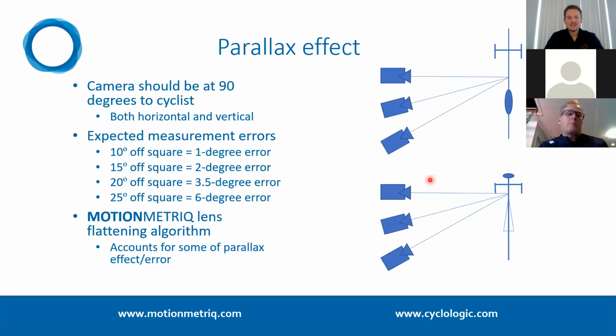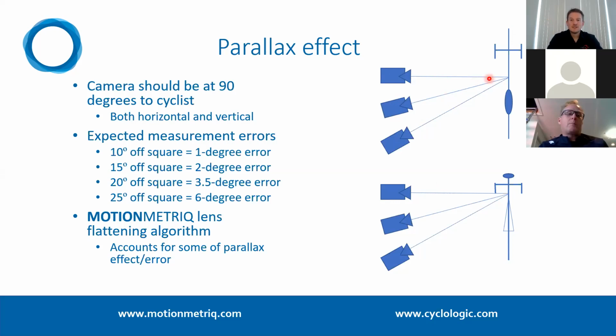So the parallax effect, getting a little bit more technical now. Parallax effect basically says that the camera should be at 90 degrees to the rider. So with this top diagram, we want the camera here looking completely square to the rider. The further you get away from being square, and don't forget that this can occur in two ways: it can occur through the camera being slightly off angle, or the rider being slightly off angle. So if you combine the two, you can end up with a significant error that you're just unaware of if you're not controlling these things.